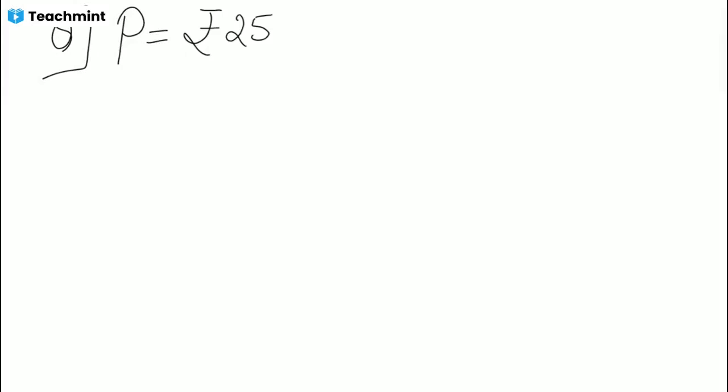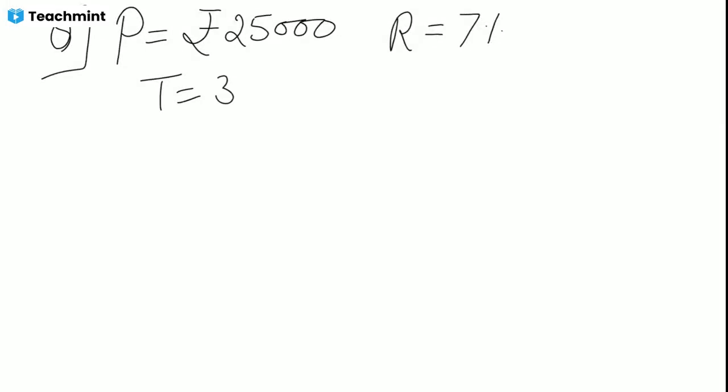Shall I take direct values, or write the theory also? Directly is fine, ma'am. Okay. So if any person deposits 25,000 at 7% rate of interest for 3 years, then after 3 years, how much amount will he get? We need to find it.